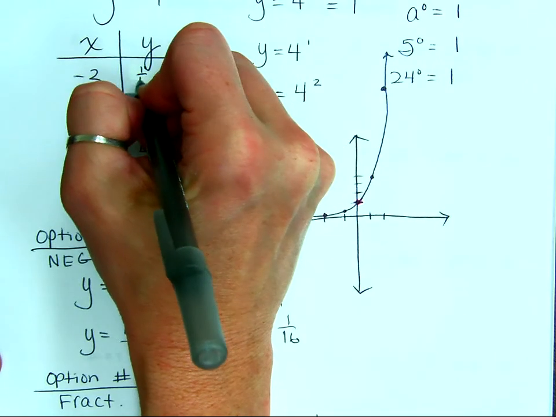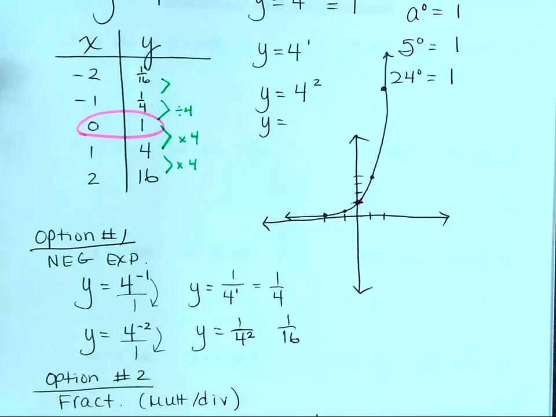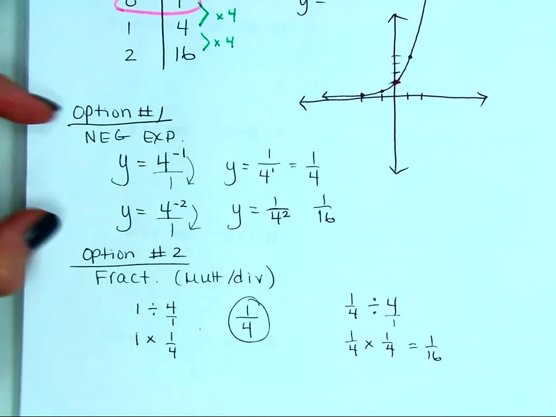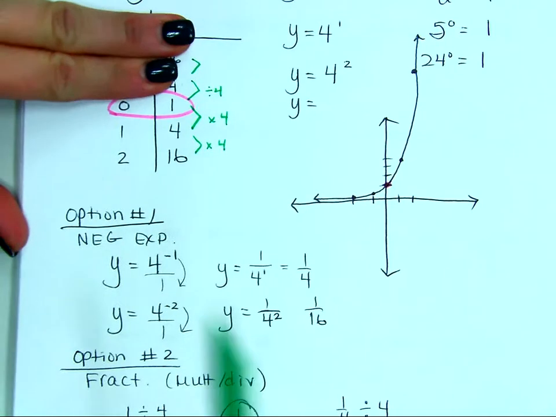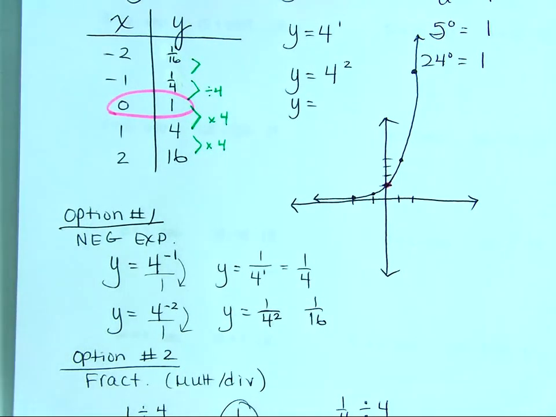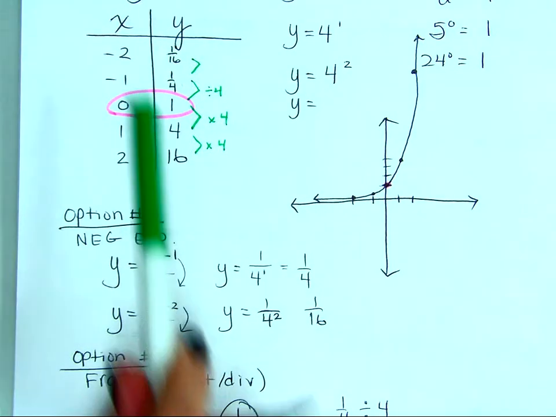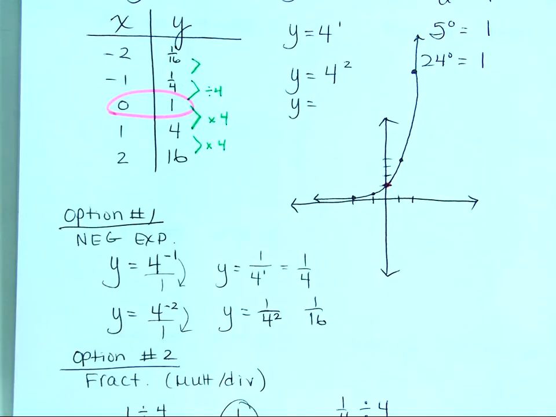Okay? So that took a little bit longer to explain, because I want you to know that I would always start with that 0. Once you start with that 0 and get these numbers, then go ahead and do either negative exponent or fraction. One thing I do want to point out is that you have a third option.